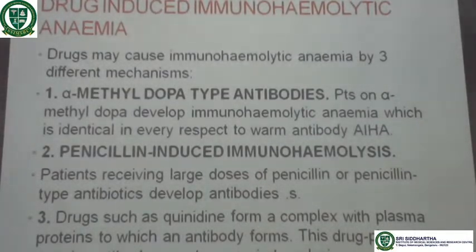So next, coming to another classification is drug-induced autoimmune hemolytic anemias. Okay, drug-induced immunohemolytic anemias. We have 3 drugs here, mainly alpha-methyl dopa, penicillin-induced, and quinidine complex drugs. Patients on alpha-methyl dopa develop immunohemolytic anemias, resembling the warm antibody immunohemolytic anemias. Patients on long-term penicillins too develop immunohemolytic anemias. Drugs such as quinidine form complexes with plasma proteins and they lead to hemolysis.